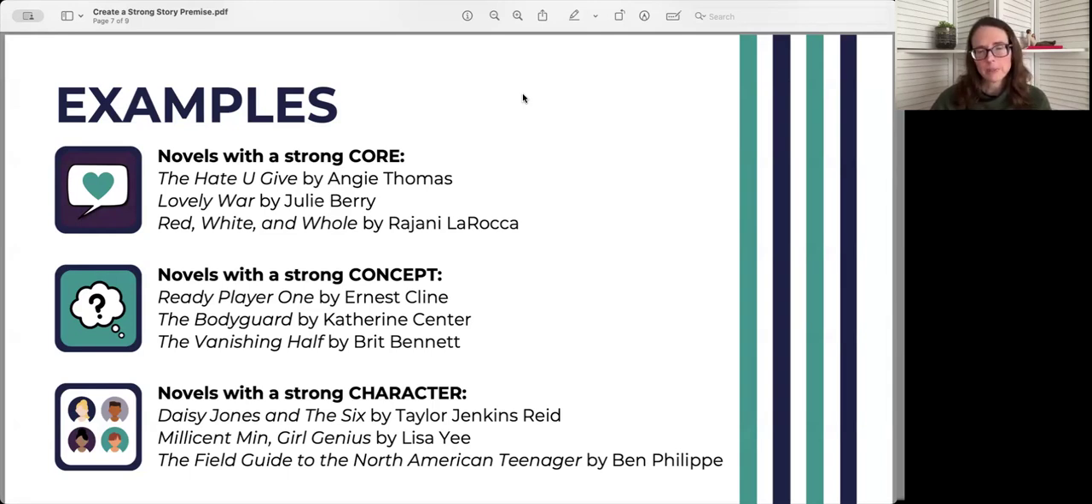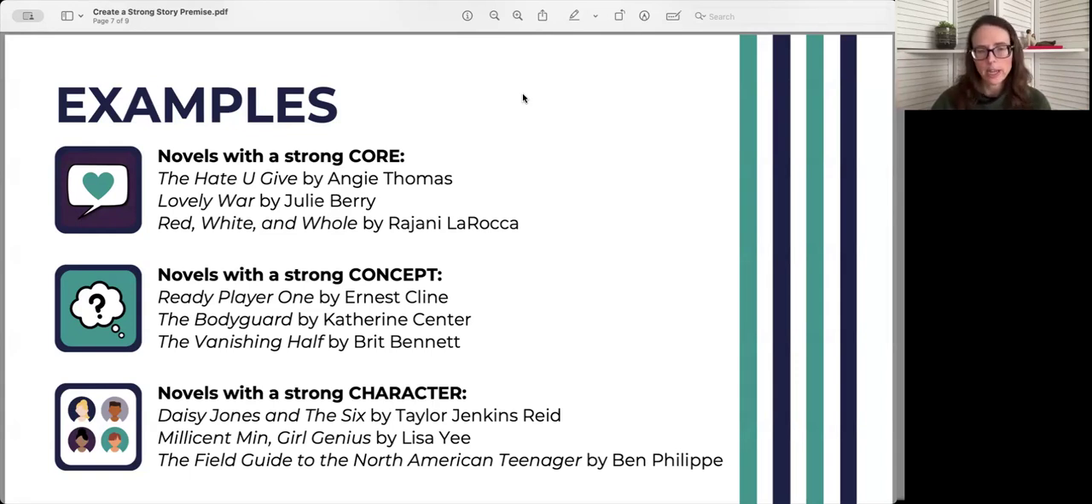So usually books with a very strong concept can often translate well into other forms of media because of how strong the hook is. As soon as I tell you what the hook is, you have a clear sense of what that story entails, and you can see it unfolding before your eyes as if on the screen.